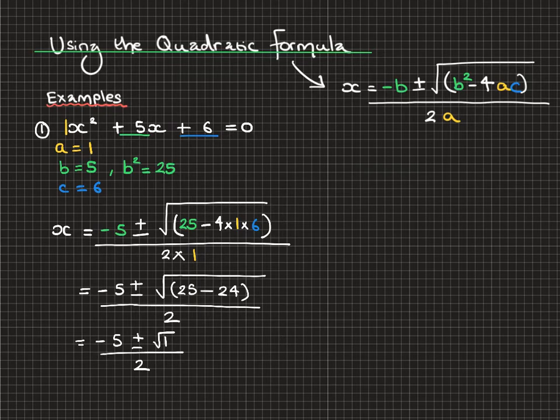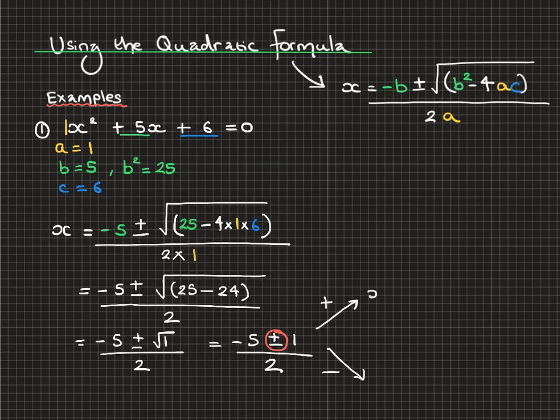Now, what is the square root of 1? Well, it's 1. So this becomes minus 5 plus or minus 1 over 2. Now, how do you deal, and this is the big question, with this plus or minus? Well, the answer is we do it separately. We look at what happens if we use the positive root and what happens if we take the negative.